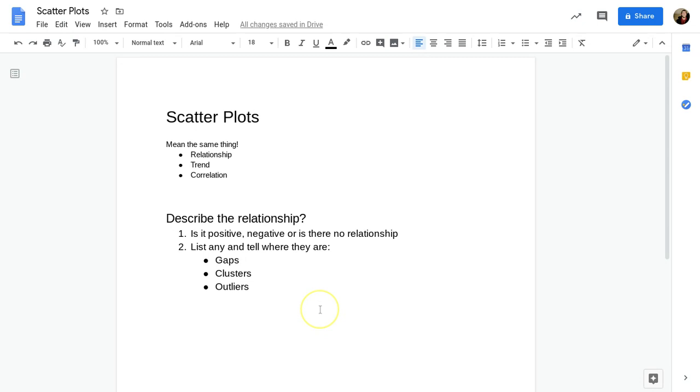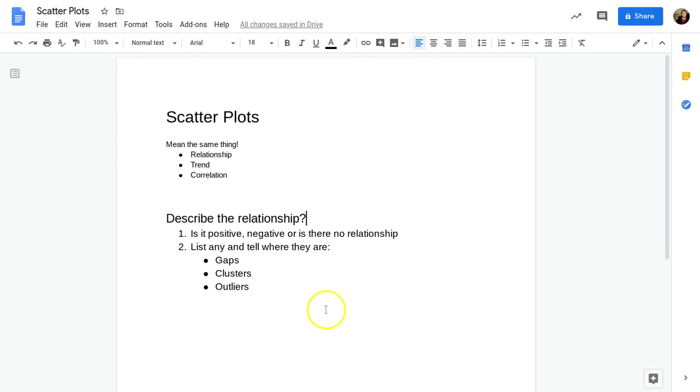So if you're going to describe the relationship, and that is the key question of chapter 9, describe the relationship. There's a couple things you got to do in order to describe a relationship that you see on a graph or on a scatter plot. That's say if it's positive or negative, or if there's no relationship. We'll talk about that. After that, you identify gaps, clusters, and outliers. So that's what we're looking at.